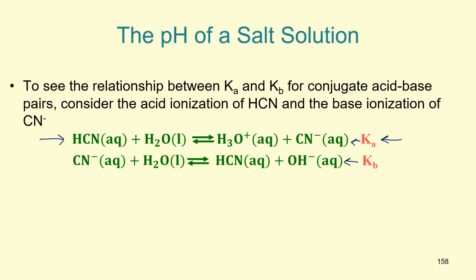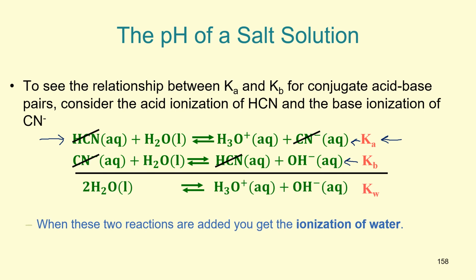Now, remember, we did this with delta H's, but then we also did this with K expression values. If we can find 2 equations that add together to give us a third equation, then the K values for the two equations multiplied to each other will give us the K value for the third equation. So let's add these two together and see what happens.